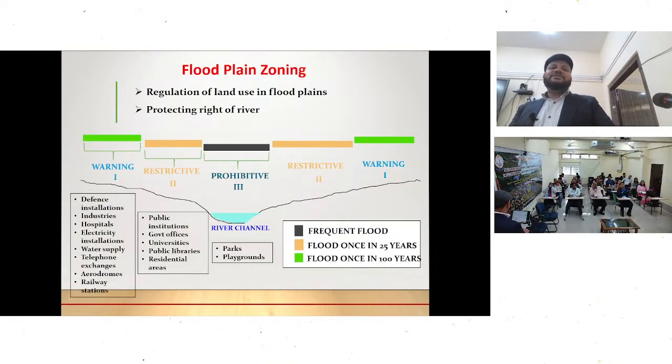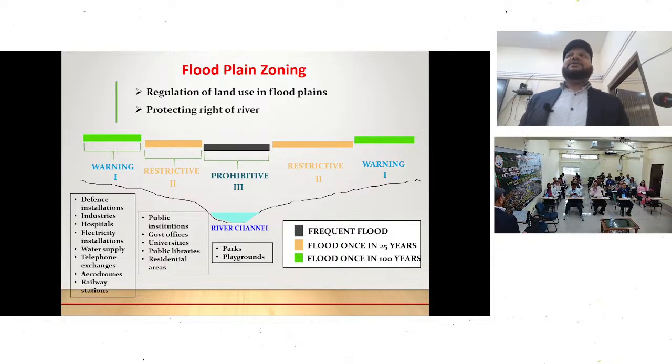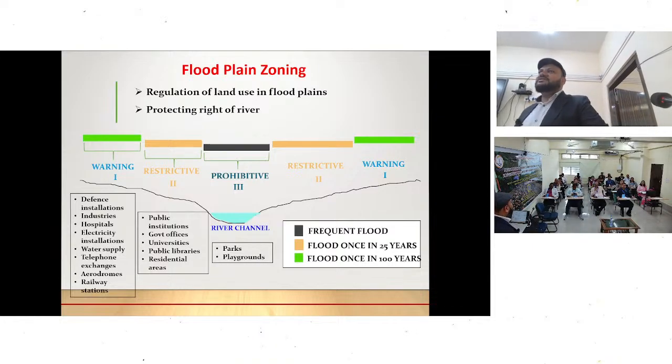Then this is the floodplain zoning, the regulation of the land use of floodplains, protecting the right of the river. Basically, it's a very old concept. The Central Water Commission circulated a model draft bill in 1978, but it's very unfortunate that only 4 states have implemented this floodplain zoning act: Manipur, Rajasthan, Jammu and Kashmir, and Uttarakhand, and Uttarakhand has done it only partially.